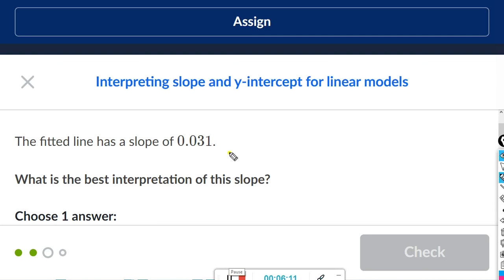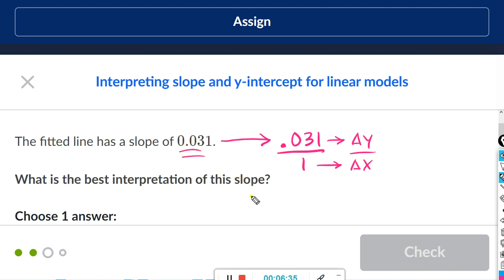Okay, so back to slope here. We have a slope of 0.031. Make it a fraction, so it's 0.031 over 1. That's the change in y over change in x. When the slope is positive, that means they both increase or decrease together. So y goes up by 0.031 when x goes up by 1.